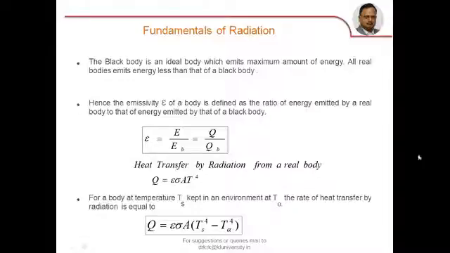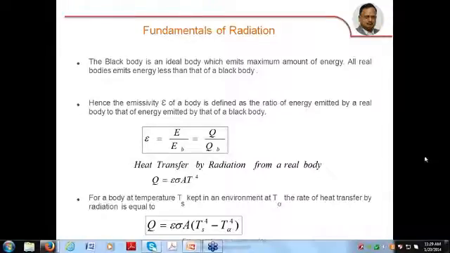Hence, the net rate of heat transfer by radiation is Q equal to epsilon sigma A into Ts to the power 4 minus T alpha to the power 4. How did we get this relation? The details of it we will see more in the chapter on radiation.